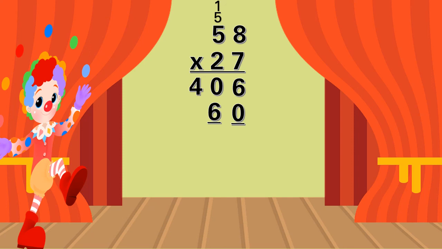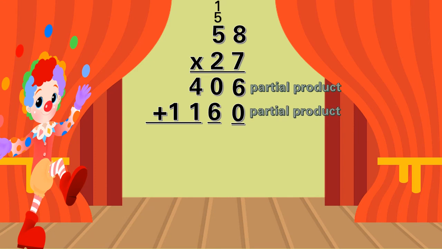2 times 5 equals 10. 10 plus 1 equals 11. Regroup 11 as 100 and 1,000. Place the 100 under your hundreds column. Place your 1,000 under your thousands column. 406 is a partial product. 1,160 is a partial product.